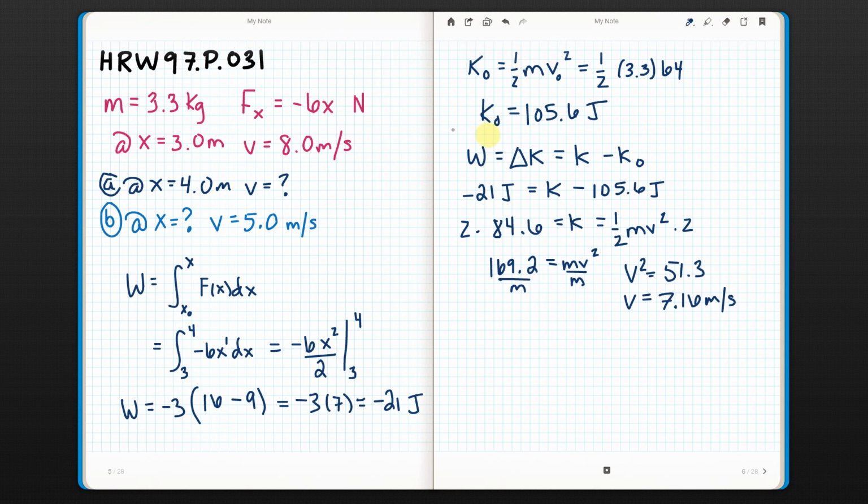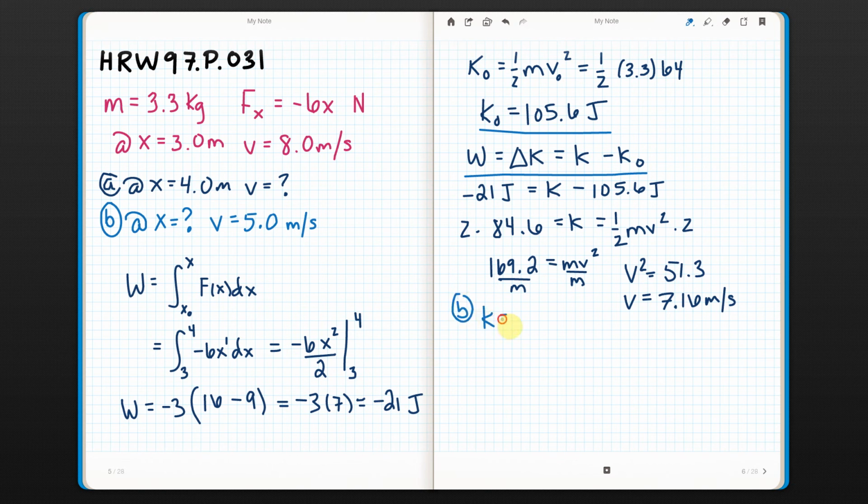So this one, I still have the same initial kinetic energy. So I'm not going to redo all that math, but I do know this. I also know this. Okay. I don't know the work done though. I don't know that yet. But I can find the final kinetic energy. See, this is now part B.